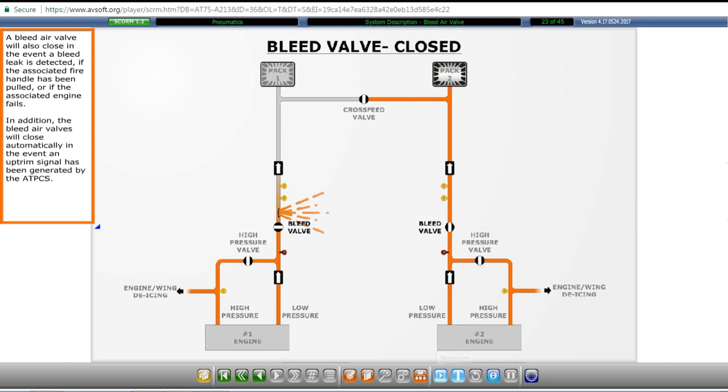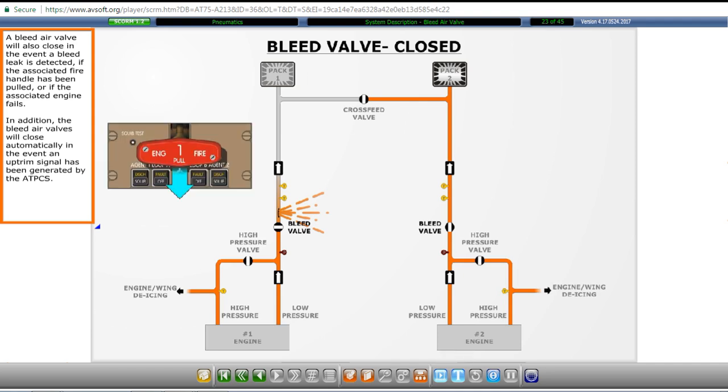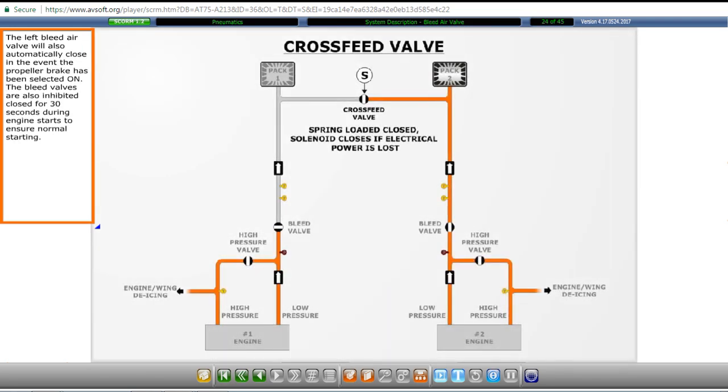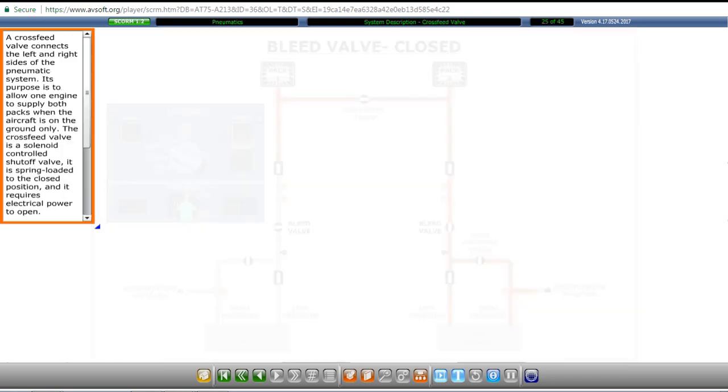A bleed air valve will also close in the event a bleed leak is detected, if the associated fire handle has been pulled, or if the associated engine fails. In addition, the bleed air valves will close automatically in the event an uptrim signal has been generated by the automatic takeoff power control system. The left bleed air valve will also automatically close in the event the propeller brake has been selected on. The bleed valves are also inhibited closed for 30 seconds during engine starts to ensure normal starting.